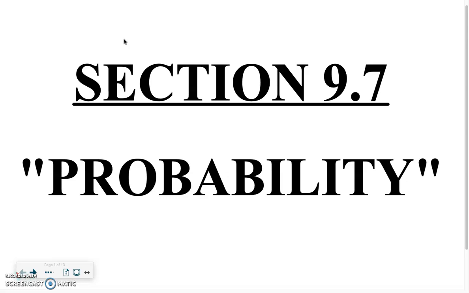AP Calculus, significantly less. But again, this is one of the pillars of high school mathematics. Good news is, once we understand the terminology and a couple of the ways of setting things up, I would be surprised if people are nervous about probability.